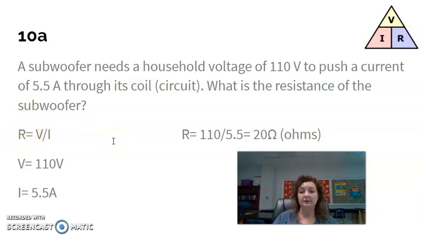And let's substitute in what we know. So R equals V, which is 110, divided by I, which is 5.5. Put it in your calculator and you get 20 ohms. Notice this is a Greek symbol.